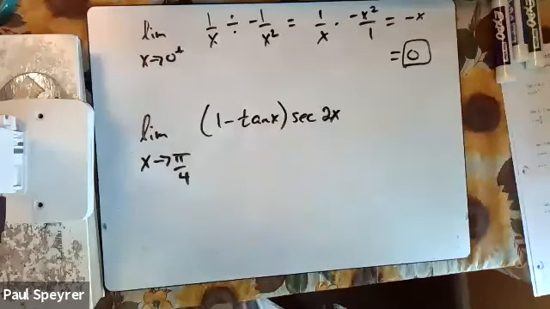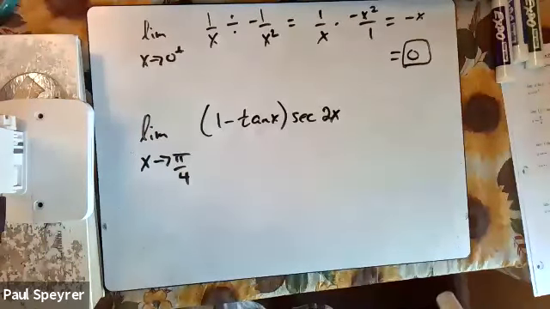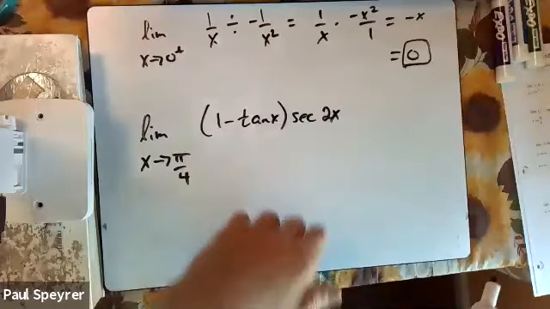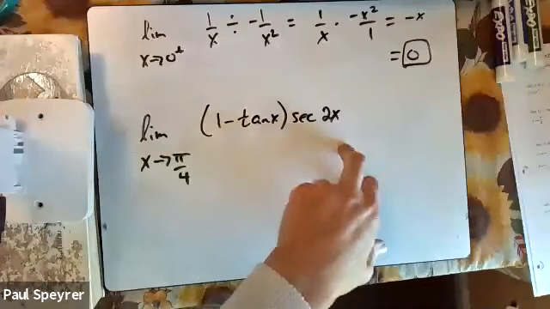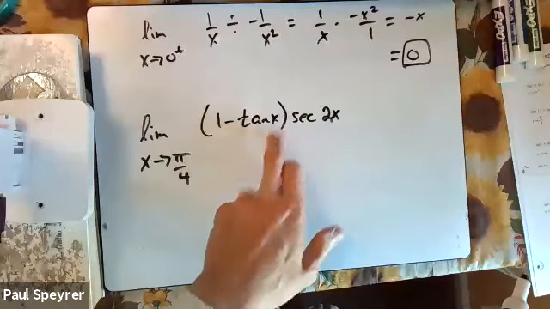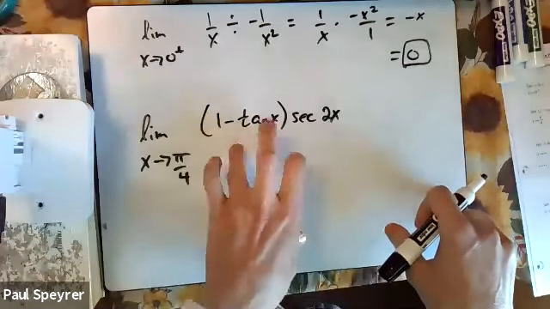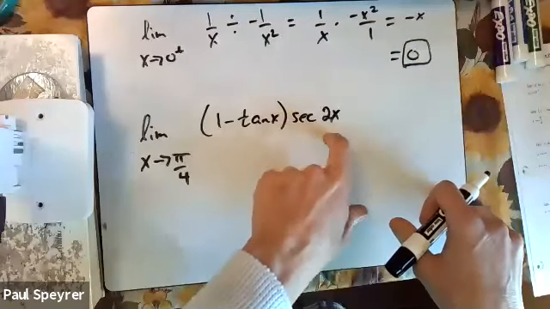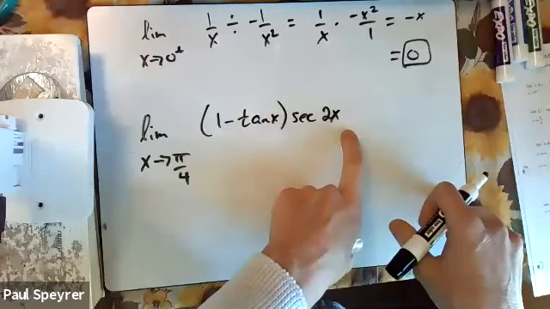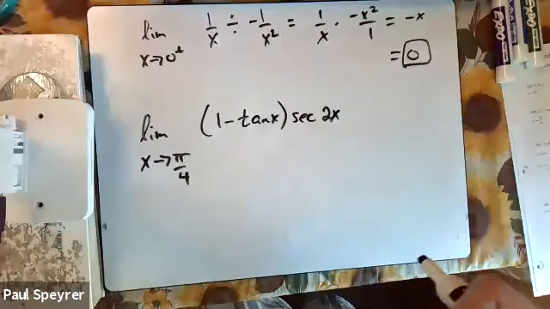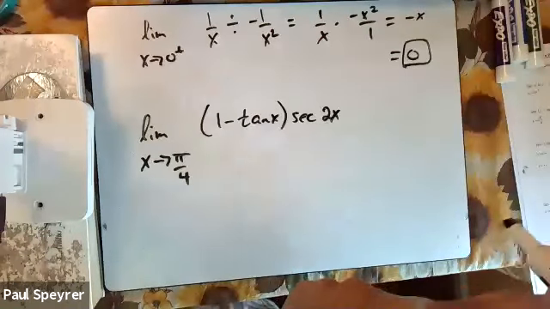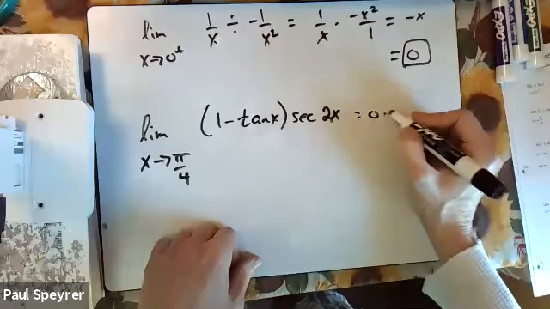So again, if I plug pi over 4 into this case, we are going to wind up with a 0 times infinity. If you plug pi over 4 into tangent of x, you get 1. So 1 minus 1 is 0. Secant of 2 times pi over 4 gives us an infinity. So we need to rewrite this as a ratio.